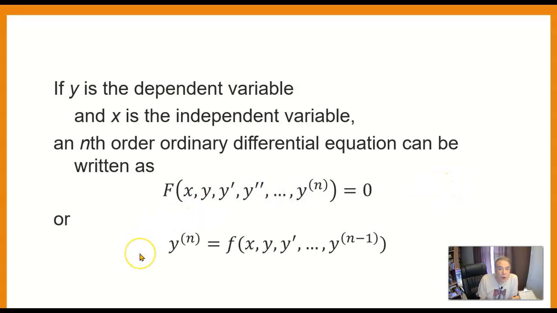Or another way that equation could be arranged is it could be solved for that highest order derivative, the nth derivative. So it could have that on one side equal to whatever it's equal to in terms of the independent variable and then the function itself and all of the lower order derivatives. So for example, if it's a third order differential equation, you could set the third order derivative equal to something involving x and y prime and y prime prime.